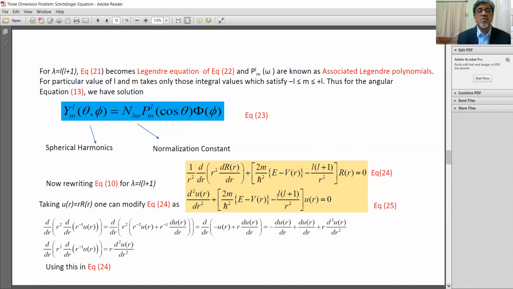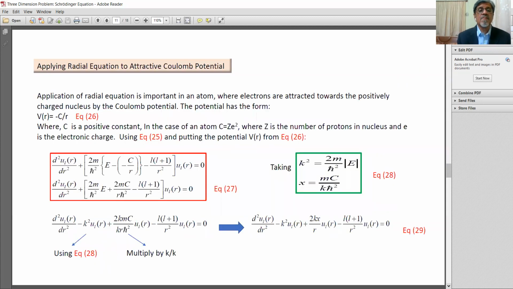And if you put this form and simplify, then you will notice that u(r) is equal to r R(r). So each term is multiplied by r R(r), which can be replaced by u(r). And that equation is replaced in the form of this modified radial equation, represented as equation number 25. How it is modified is shown over here. So now we come to another slide.